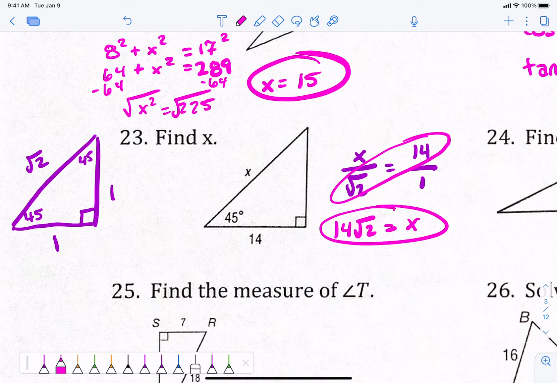Can we leave it as 14 square roots of 2? Yes, you can leave it as 14 square roots of 2. Okay, so this side is 14, this side will also be 14, right? And this guy will be 14 square roots of 2. That should make sense, right?